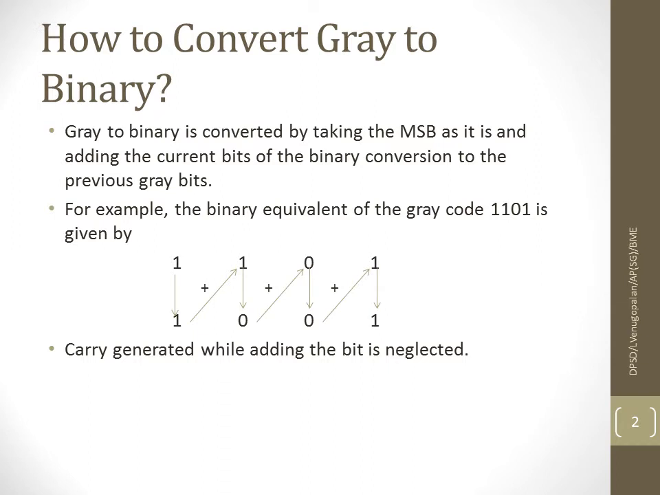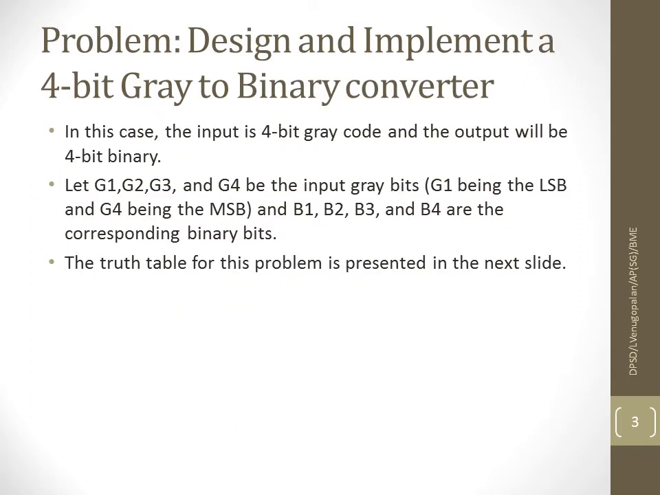So if I have to do it through a circuit, how am I going to do that? For that, let us start with a case study where I need to design and implement a 4-bit gray to binary converter. The input here is the 4-bit gray code and the output is the 4-bit binary. Let me take G1, G2, G3 and G4 as the gray input, where G1 is the least significant bit and G4 is the most significant bit. And B1, B2, B3 and B4 are the corresponding binary bits. Again, B1 is my least significant binary bit and B4 is my most significant binary bit.